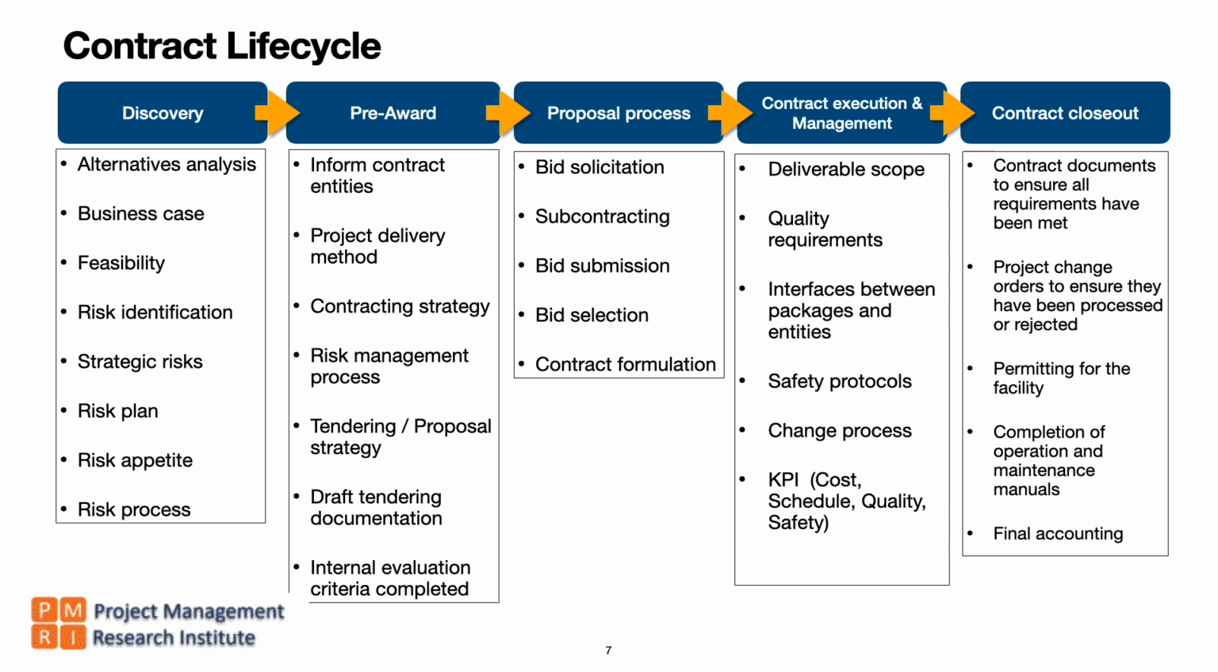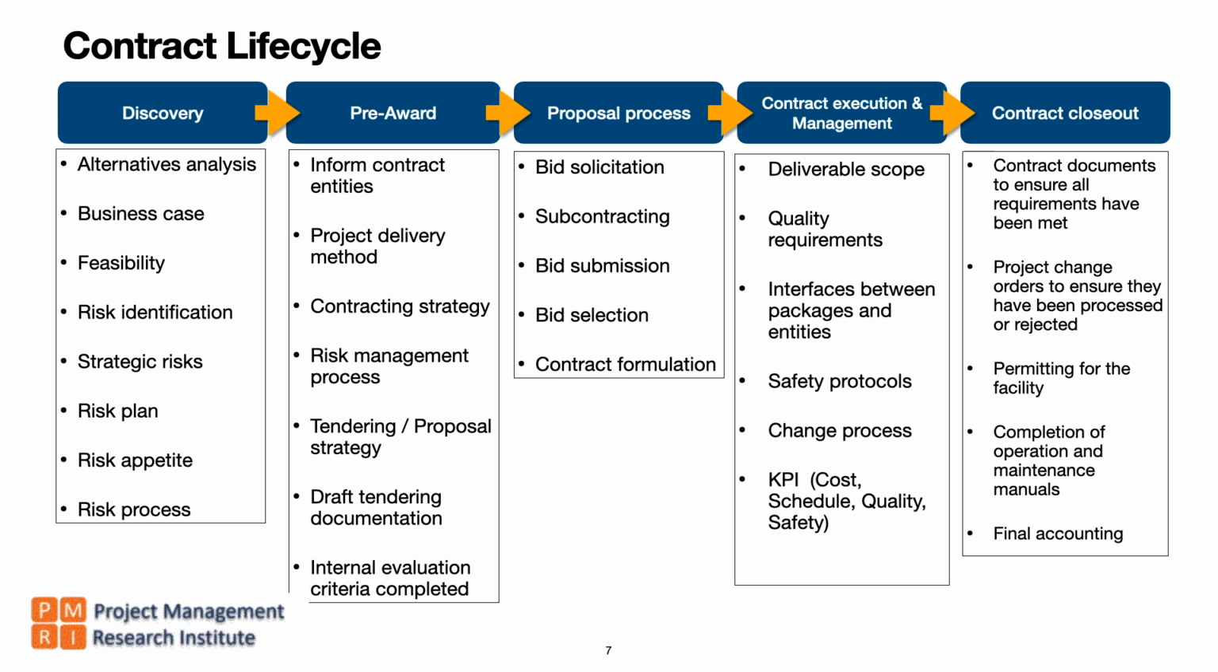Then you decide on the project delivery methods like build, operate, transfer, design, build, operate, transfer, all those things, which we'll discuss in the subsequent slides. Then the contracting strategy. What type of contract will be used? Sometimes based on the phase of the project, different types of contracts may be used. Then the risk management process for the project must be defined.